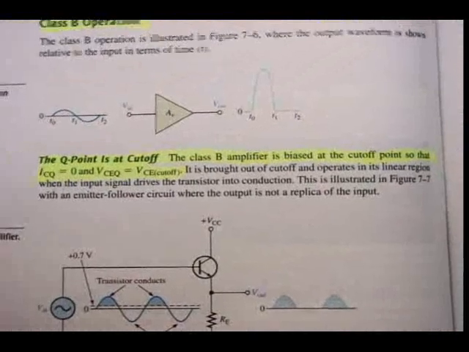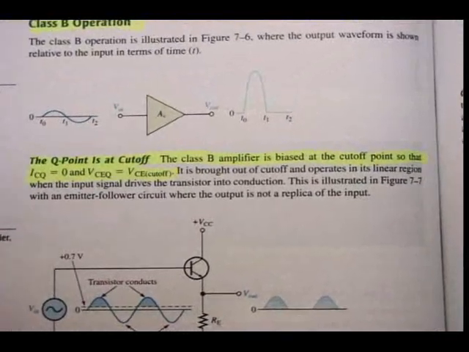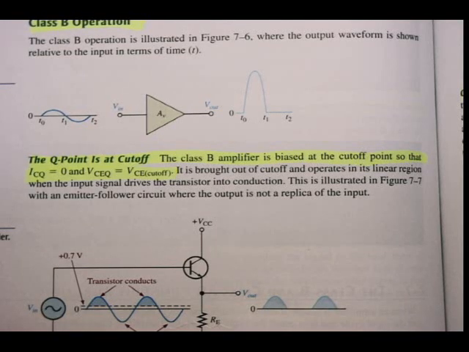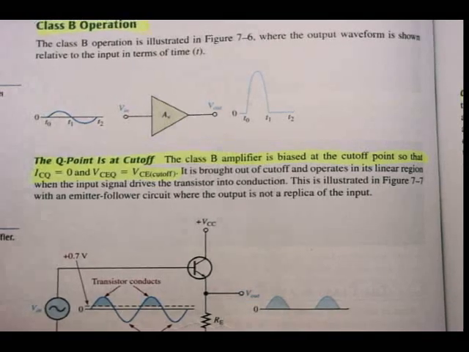Alright, so as we've seen in figure 7.6, the Q point is at cutoff. Class B amplifier is biased at cutoff point so that ICQ is equal to 0 and VCEQ is equal to VCE cutoff. Alright, so let's go and have a look at the next figure.